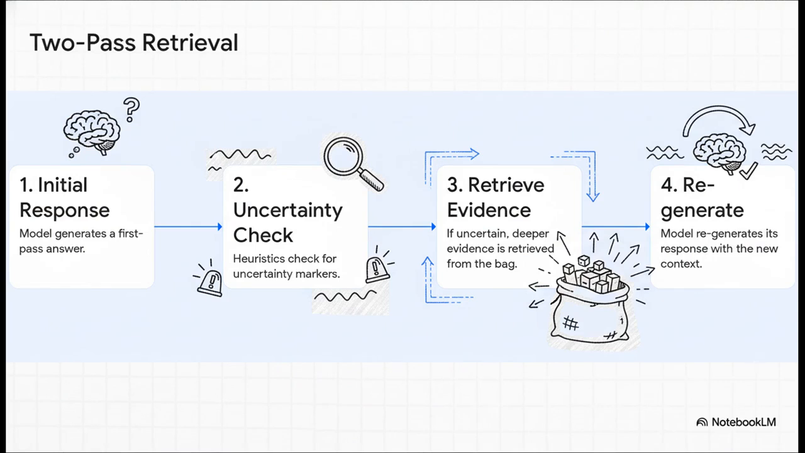So here's how it actually uses that long-term memory, and this is the really clever part. It has a process called 2-pass retrieval. First, the model gives an initial response, its best guess. Then some internal checks kick in to see if it seems uncertain. If it thinks it might be missing some context, it literally pauses, digs back into the evidence bag for more details, and then completely regenerates its answer with that new, richer information. It's like the AI is double-checking its notes before giving you a final answer.